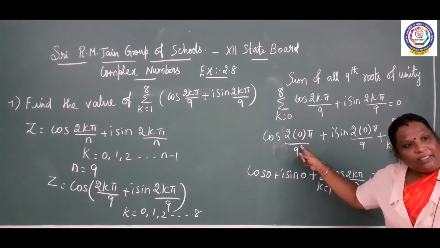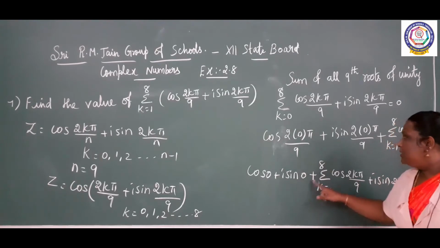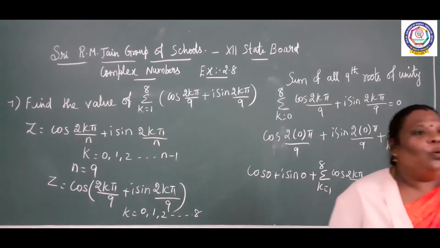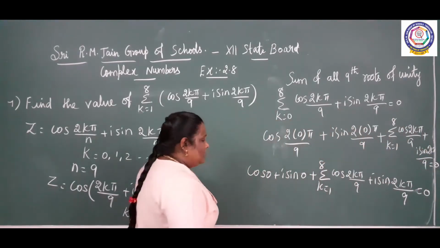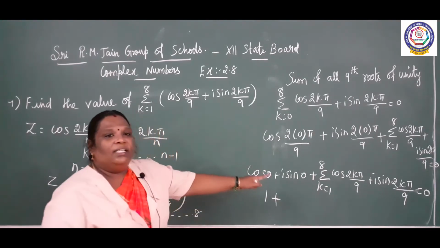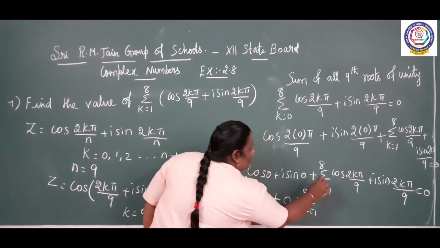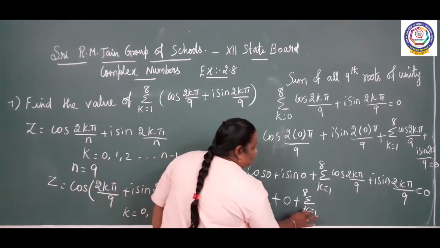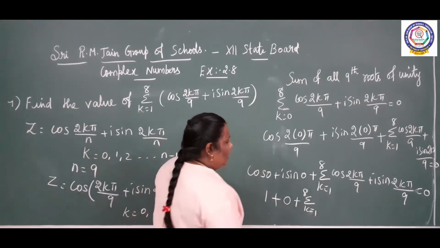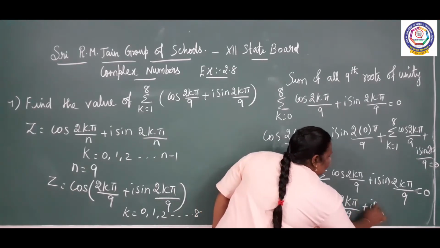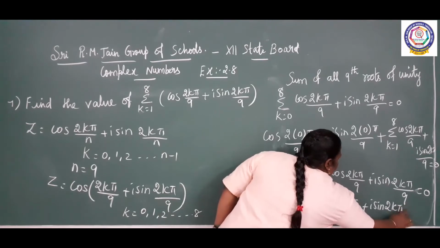0 into any number is 0. Cos 0 plus i sin 0 plus sigma k equal to 1 to 8 cos of 2k pi by 9 plus i sin of 2k pi by 9 equal to 0. What is the value of cos 0? 1. Sin 0 value is 0. So 1 plus 0 plus sigma k equal to 1 to 8 cos of 2k pi by 9 plus i sin of 2k pi by 9 equal to 0.